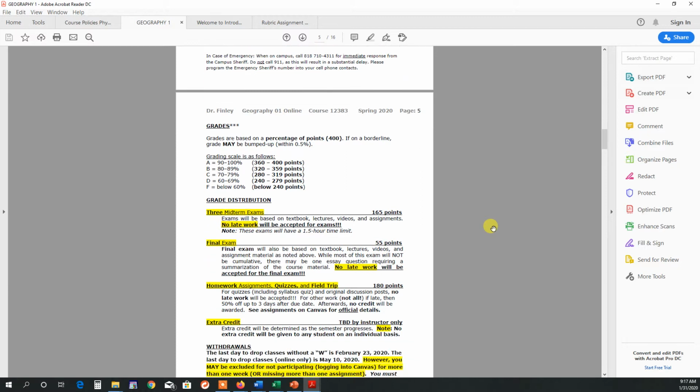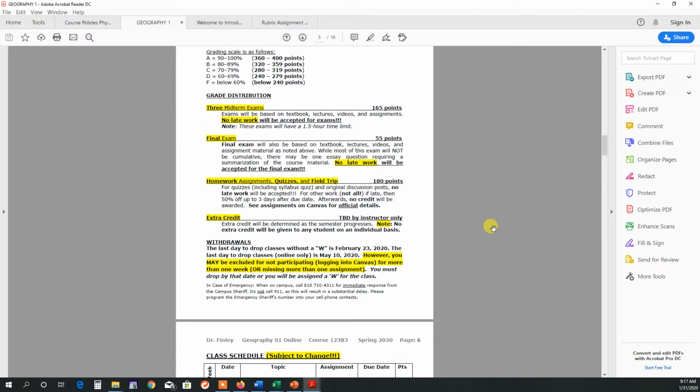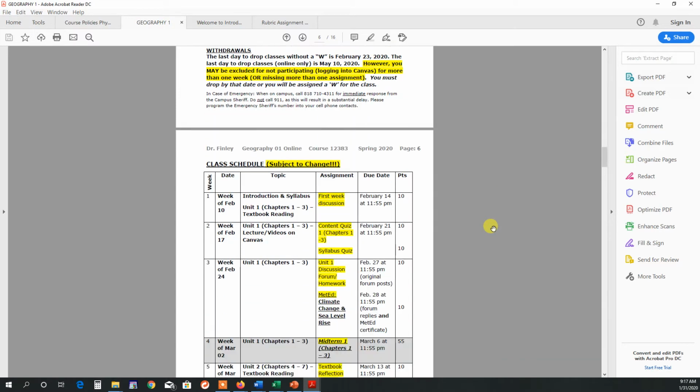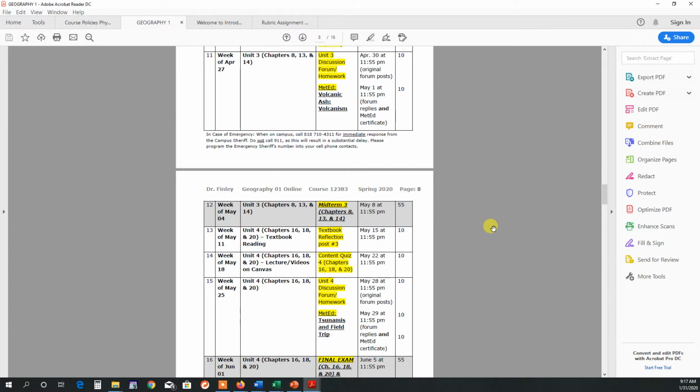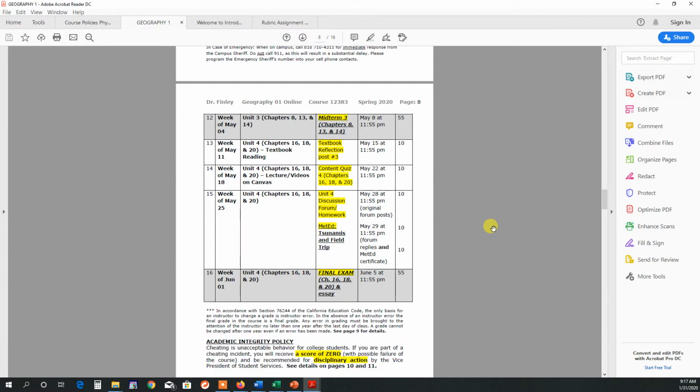Starting on page 5, I start talking about grades and the actual assignments that we're going to do. This is all tentative, but so far I have planned 3 midterm exams, 1 final exam, several homework assignments, including a possible field trip, and some extra credit. Pages 6, 7, and 8 go through the schedule of these assignments. And I've highlighted the weeks that we will have a midterm or final. So please make sure you mark this in your personal calendars so that you can make sure that you basically complete all of the assignments on time.